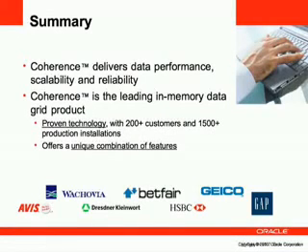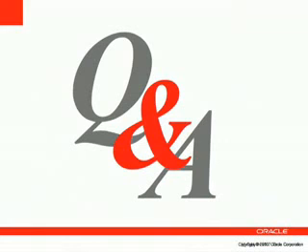Coherence is the leading in-memory data grid. It's been around for about 5 or 6 years now. May not seem long, but in this sort of space, it's a relatively long time. And finally, it's a proven technology. We have 200 plus customers and over 1,500 production installations, from some of the biggest banks to some of the largest online retailers. And some of the unique features I've talked about, like transactions, queries, aggregations, really distinguish and differentiate Coherence from not only our competitors, but also some of the open source offerings. I'd like to take any questions now if anybody has some.